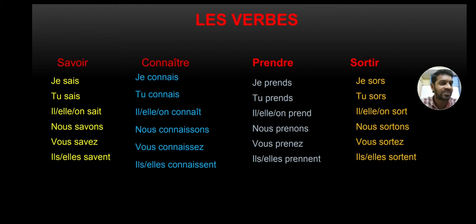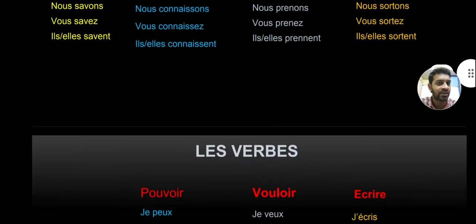Then the last verb is sortir. Sortir, to leave, to go out. Je sors, tu sors, il sort, elle sort, on sort. Nous sortons, vous sortez, ils sortent, elles sortent. So you can take like two pages to write all these verbs.